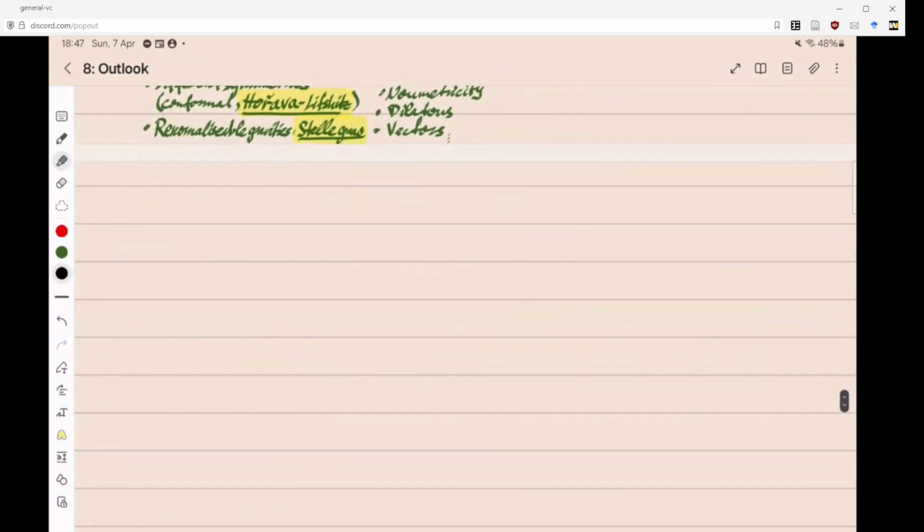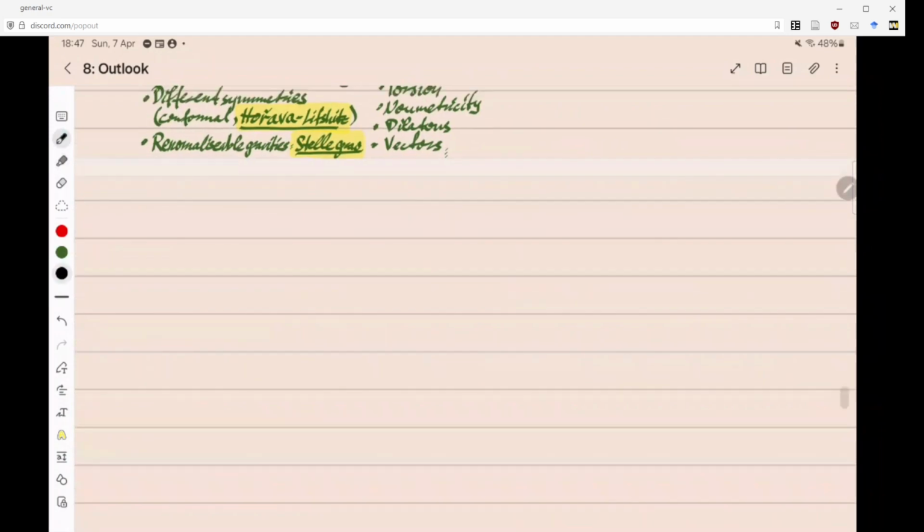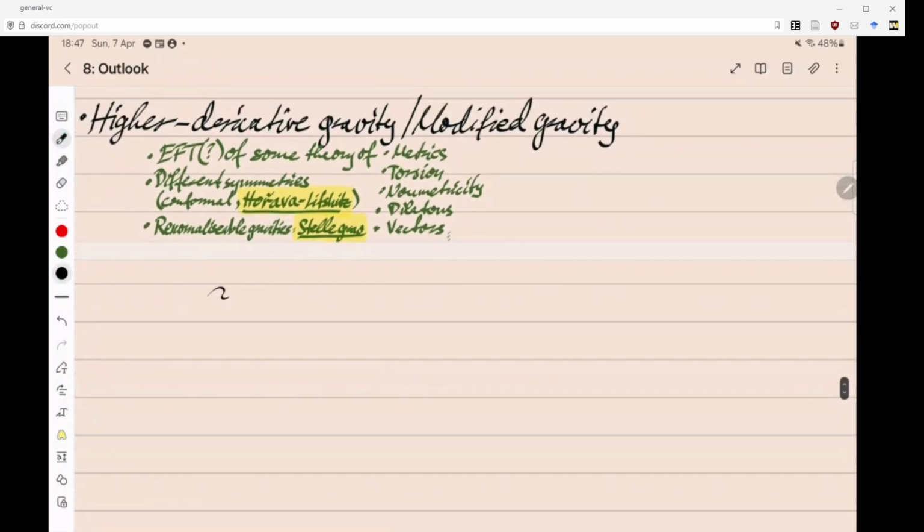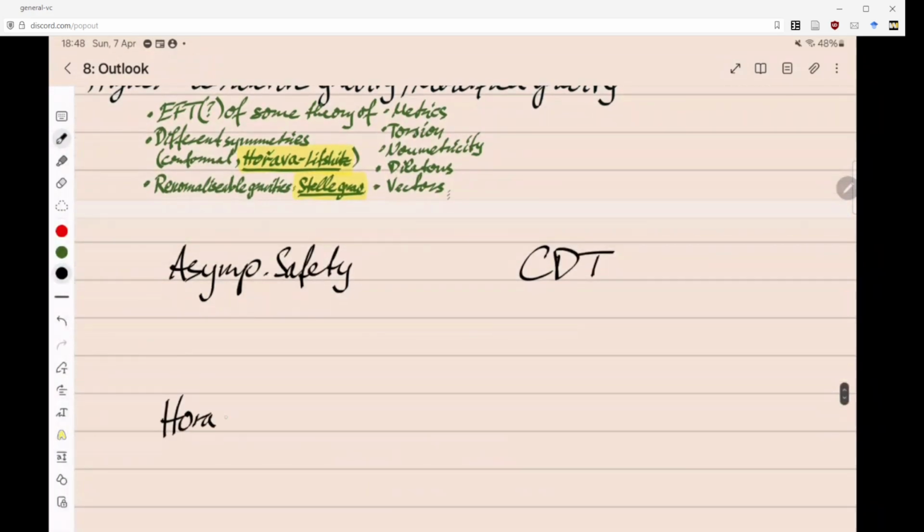So there seems to be a connective square or rectangle between asymptotic safety, causal dynamical triangulations, Hojava-Lifshitz, and stellar gravity. What I mean by this is the following.